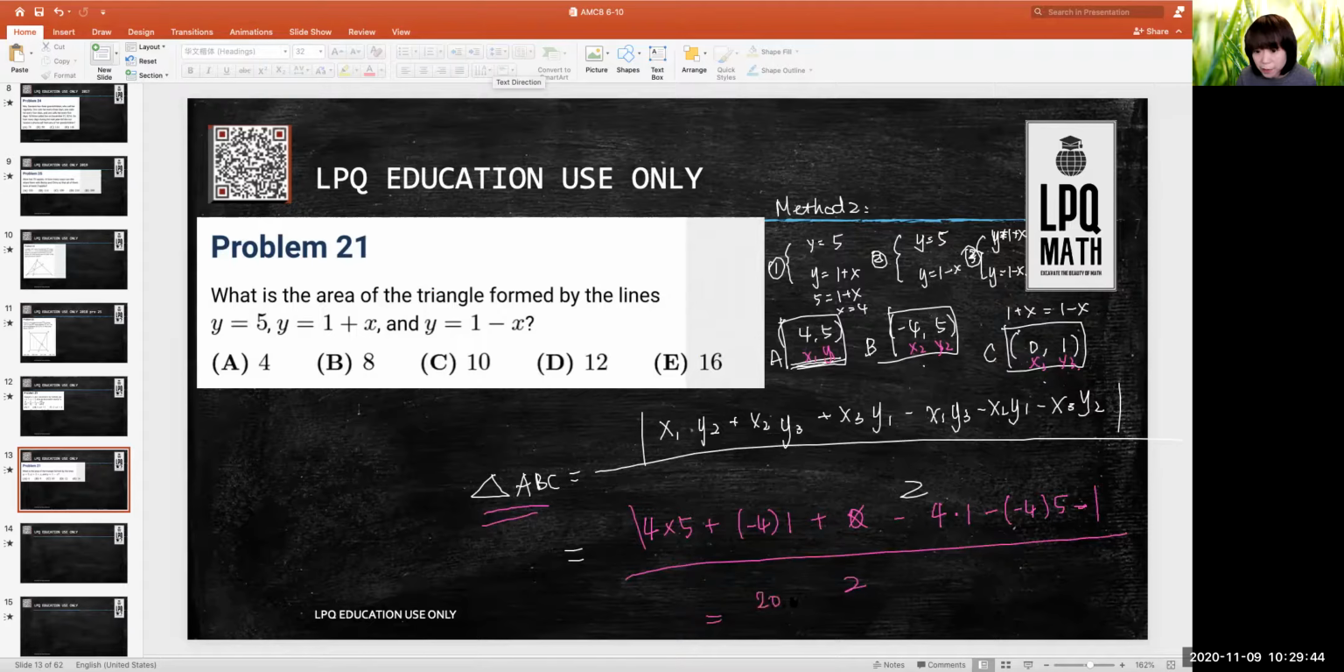So it's 20 minus 4 plus 20. The answer is 32 divided by 2. The answer is 16. So I gave you two ways to calculate the question. Either way will be good.